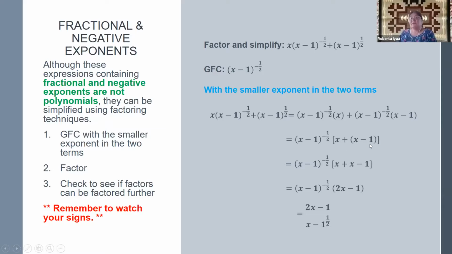So then we're going to combine like terms. So x plus x is a 2x minus 1. So 2x minus 1 will be in the numerator, and (x minus 1) to the 1/2 will be in the denominator.